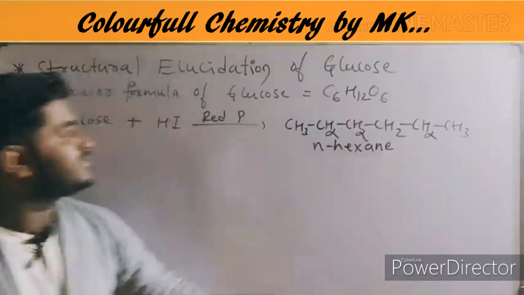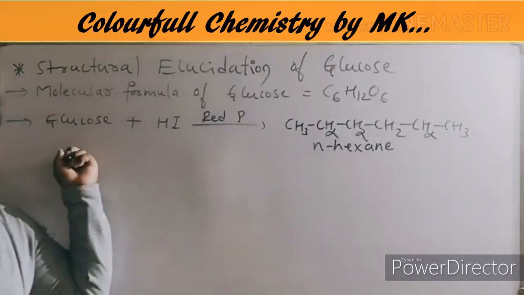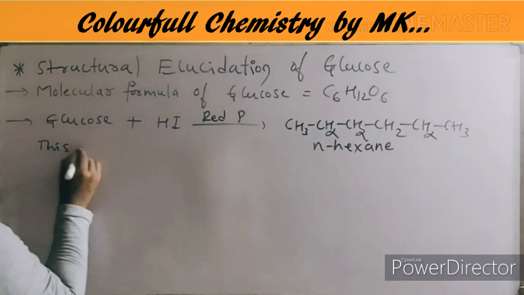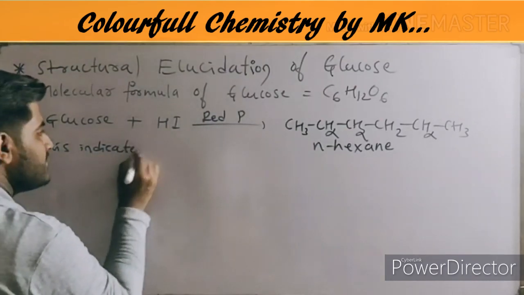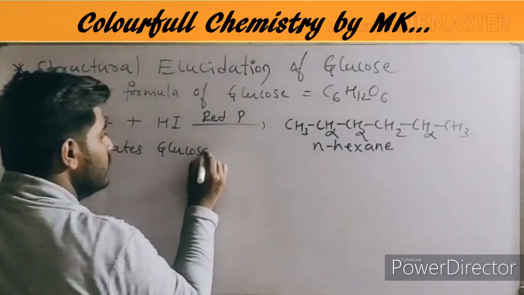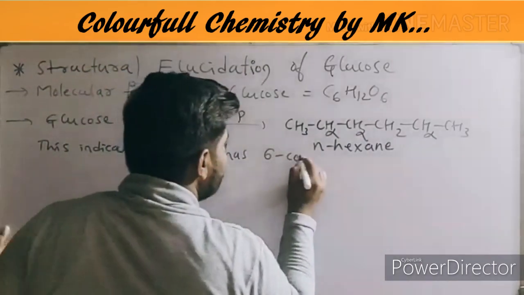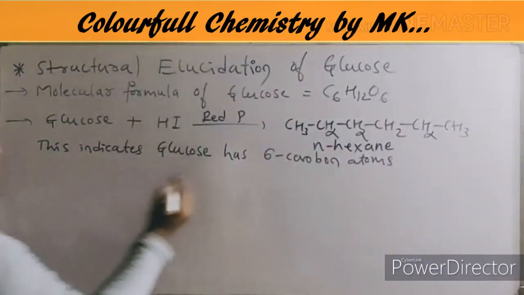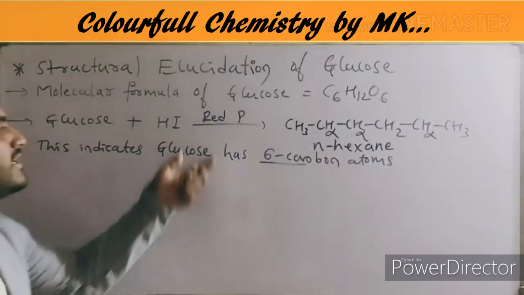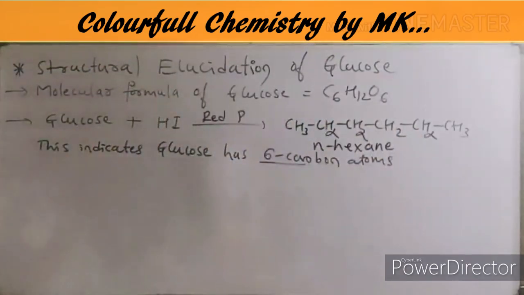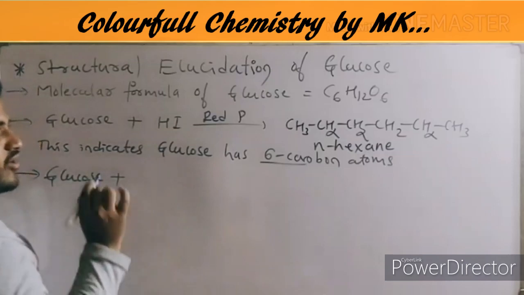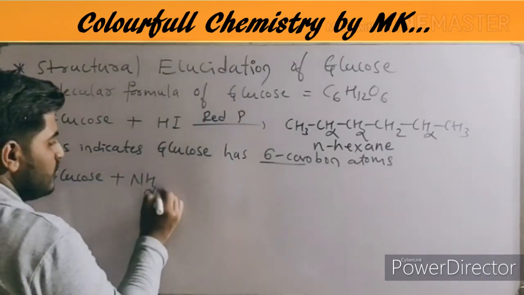So this reaction indicates glucose has how many carbon atoms? 6 carbon atoms. Glucose has 6 carbon atoms, and all 6 carbon atoms are in a straight chain. So this is the indication of the first reaction. For the second reaction, the scientists took glucose and added hydroxylamine, nothing but NH2OH.